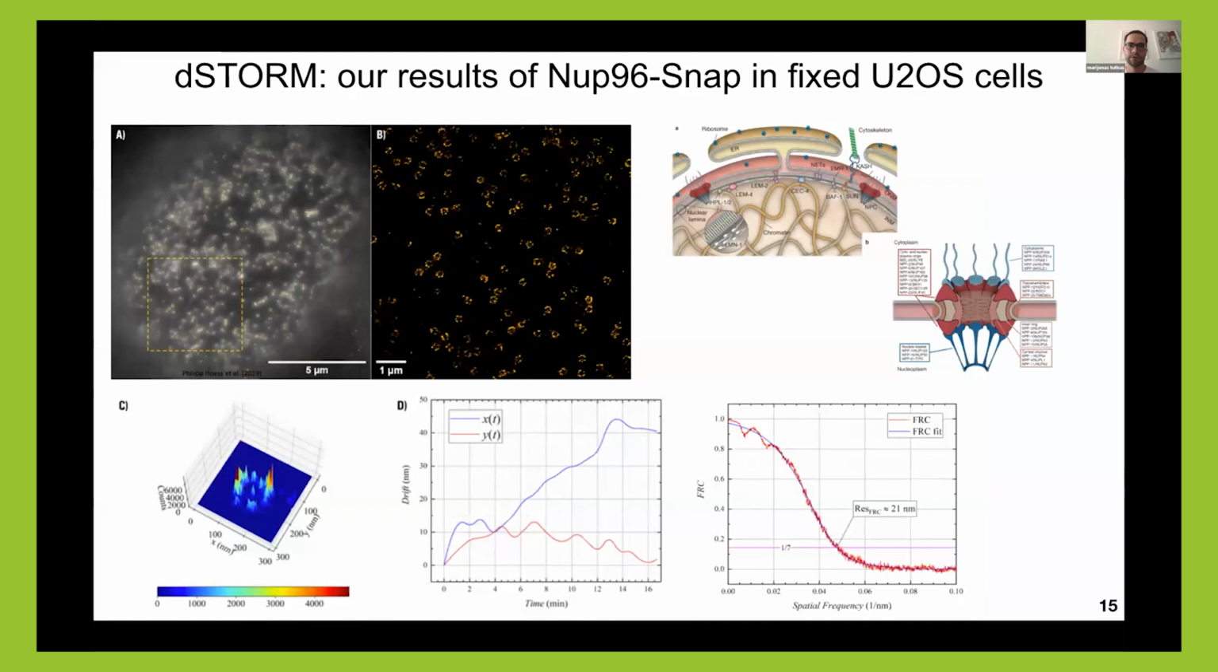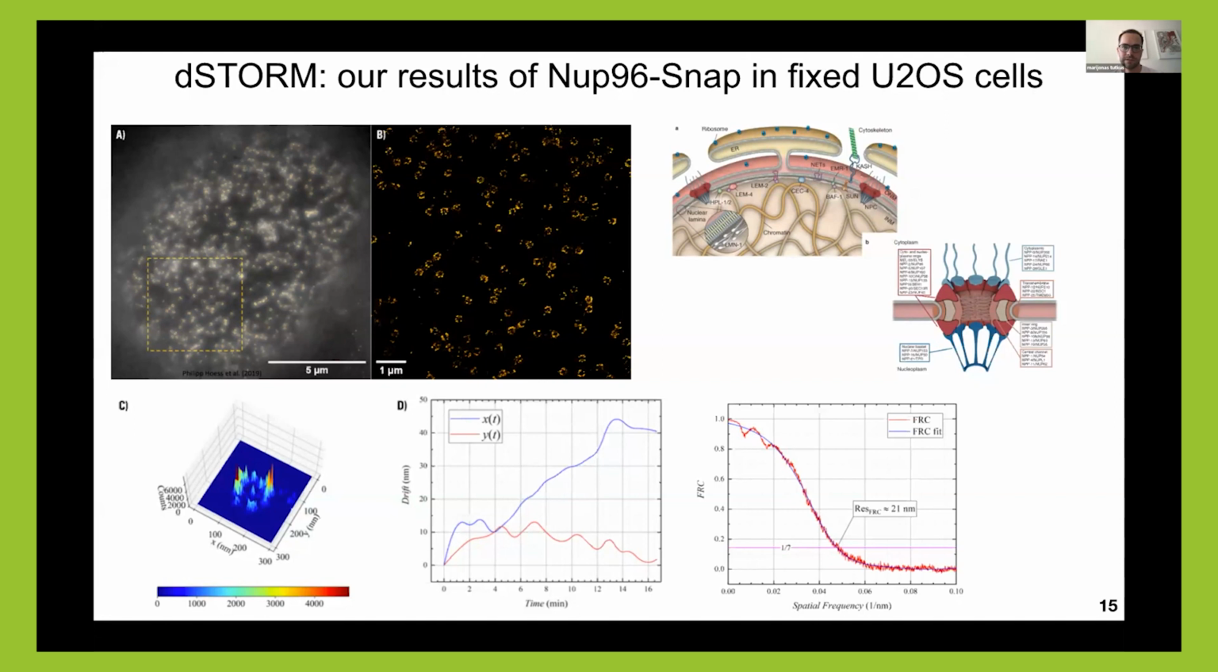And here I'm showing you results which we achieved and acquired using dSTORM and nucleoporins with a SNAP-tag in U2OS cells that were fixed. So basically we fixed the cells. We labeled the nucleoporins with SNAP red fluorophore. And then we did blinking of these probes using high laser power and reducing conditions.